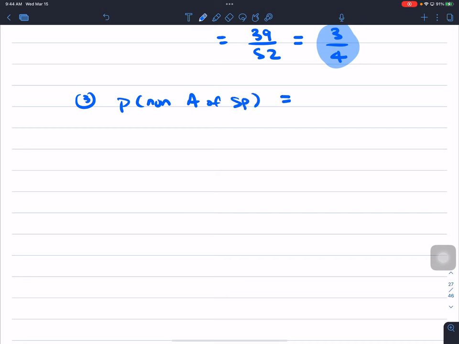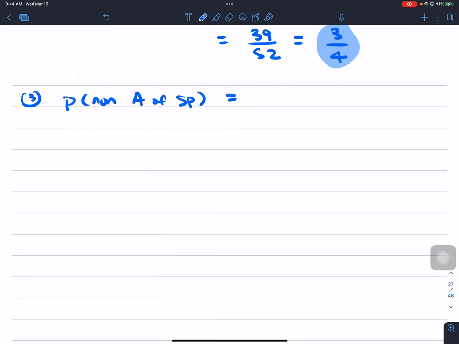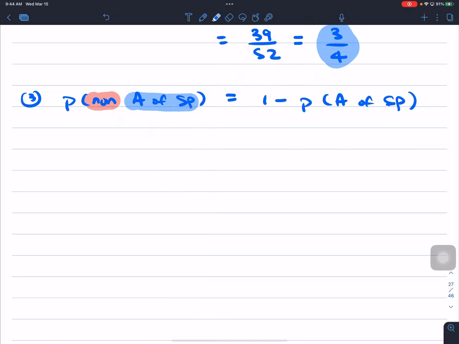So what does the complement rule say about this? It's 1 minus the probability of selecting an ace of spades.